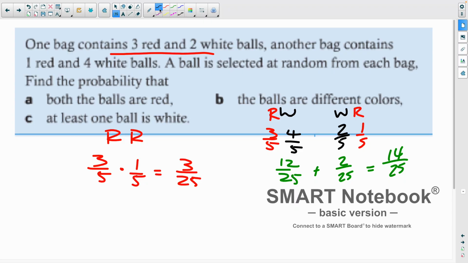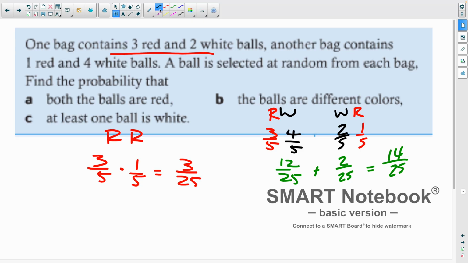Okay? Now, last question here. It asked me, what's the probability that I get at least one of them white? Sorry, I can't read today. What would make my results look like if at least one of them's white?